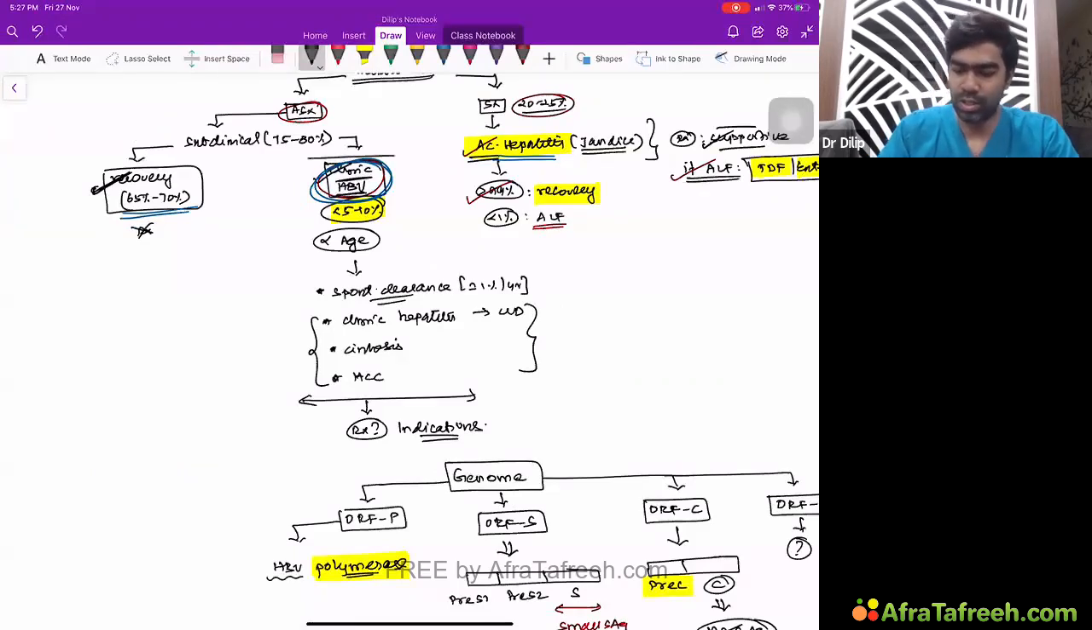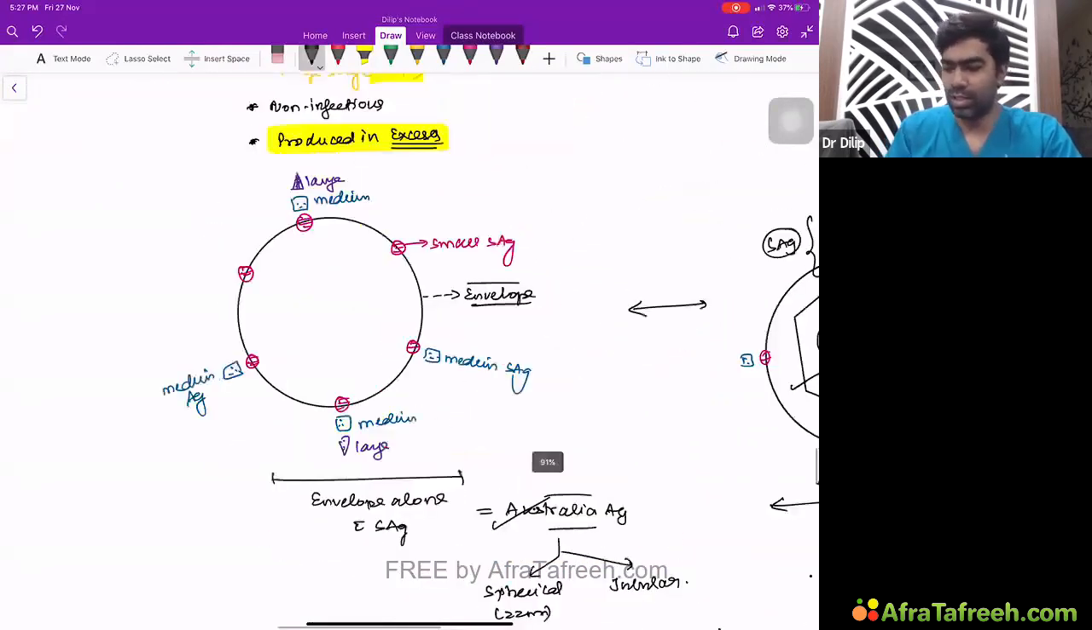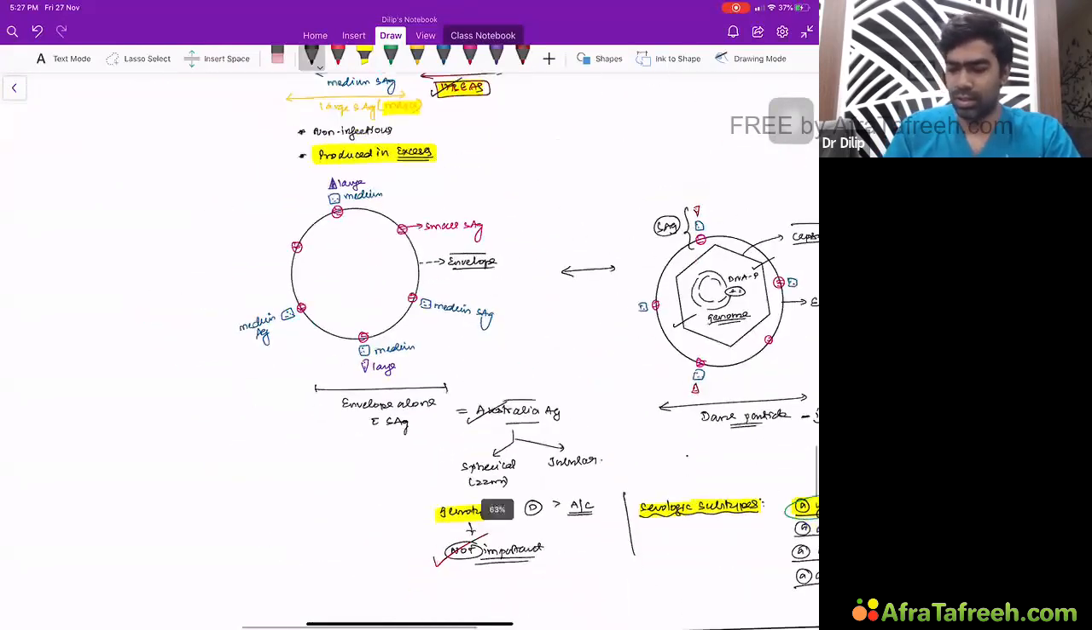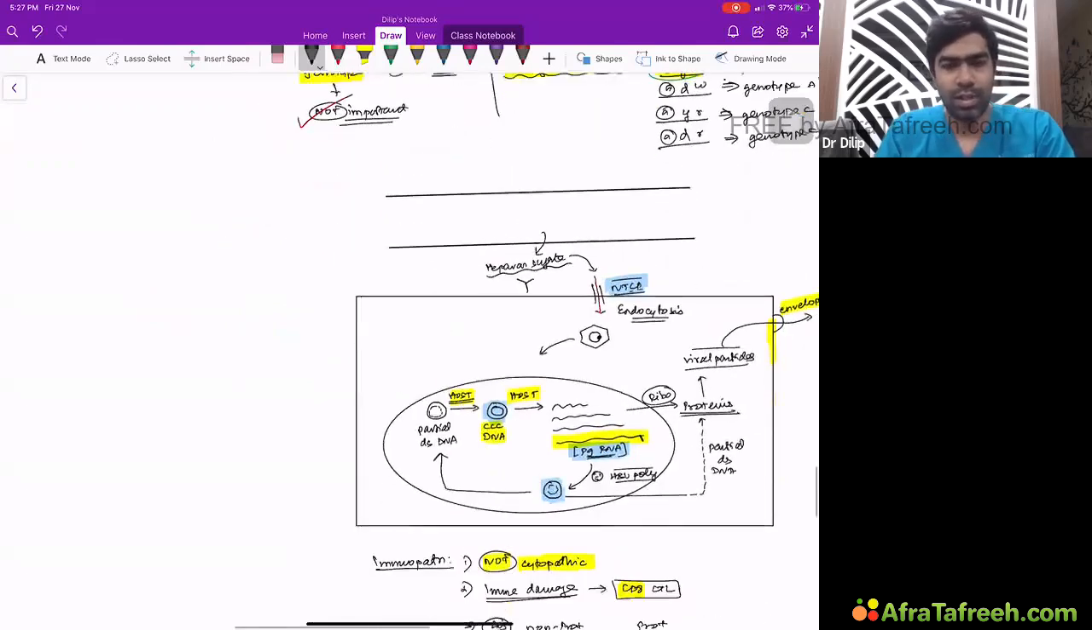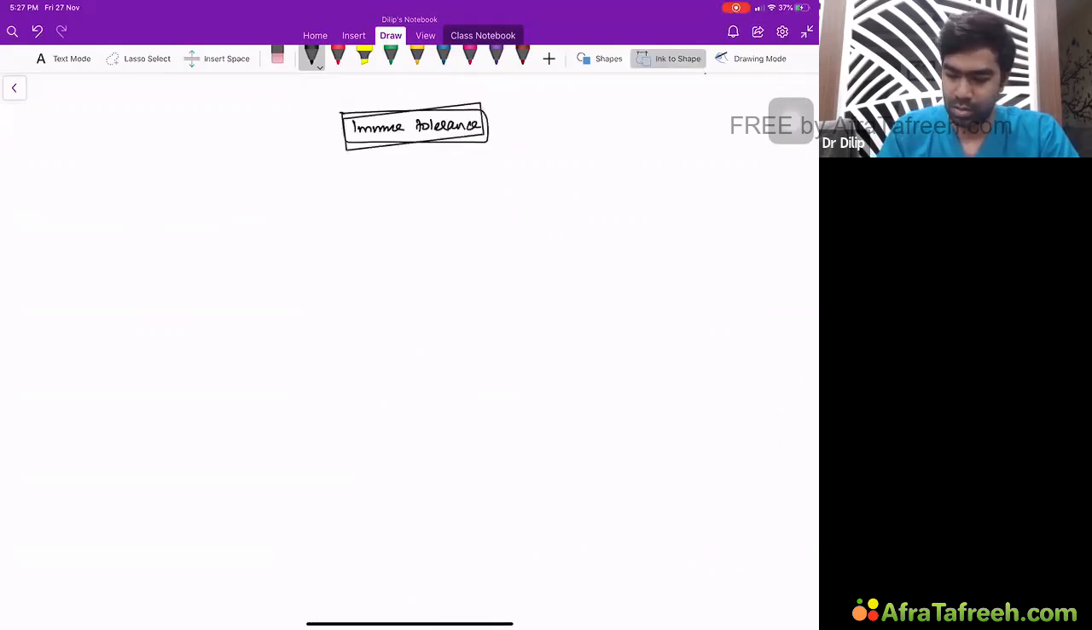But the most important is the chronic HBV patient. So we need to know what is the fate of this chronic HBV. Naturally, you have 4 different stages. The first stage, we generally call the immune tolerance phase. You can imagine a child getting infected.